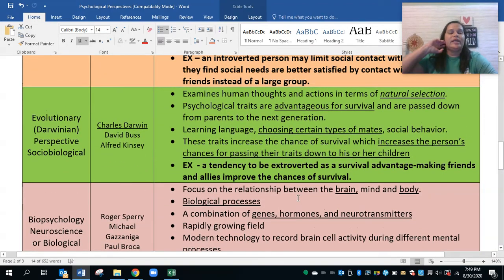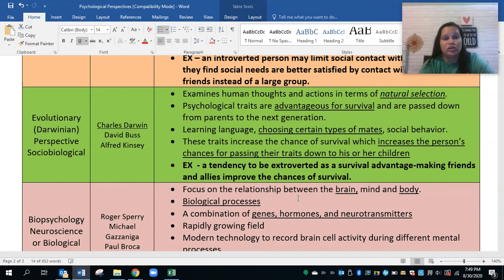All right, the next one is the evolutionary perspective, sometimes called Darwinian sociobiological, but honestly, I never call it that. It is led by the ideas of Charles Darwin, though we don't really consider Charles Darwin to be a psychologist at all, but his ideas influence this perspective. David Buss and Alfred Kinsey both studied relationships, especially when it comes to finding mates or partners. This one really looks at behavior in terms of how it relates to natural selection, that there are some psychological traits that are advantageous for survival.